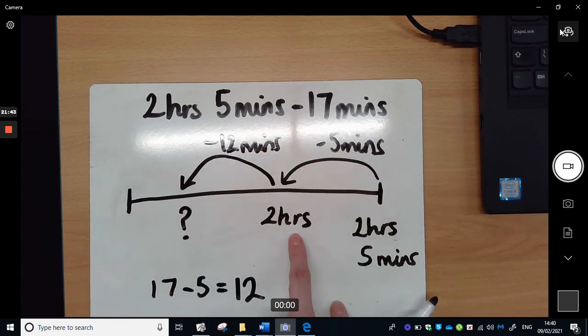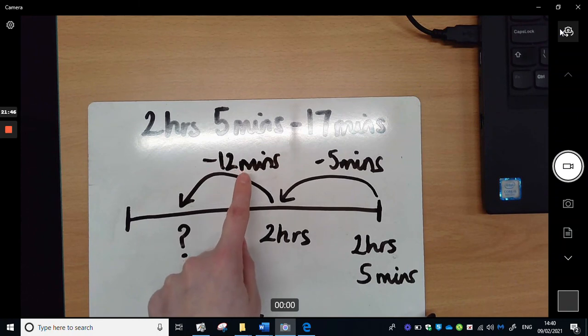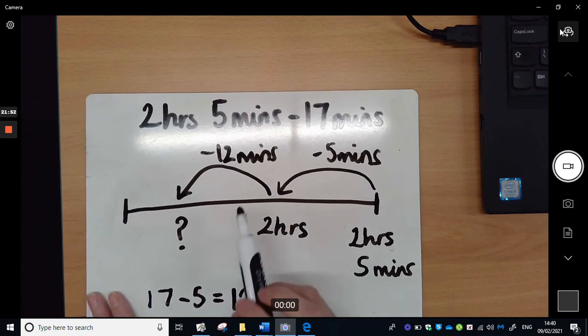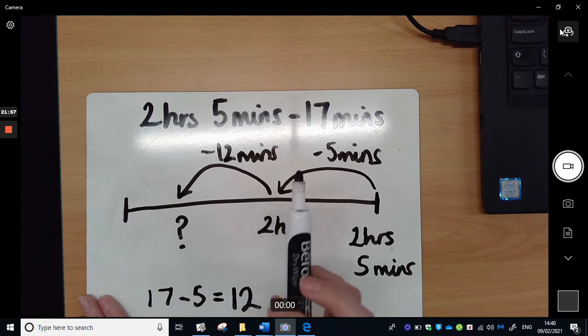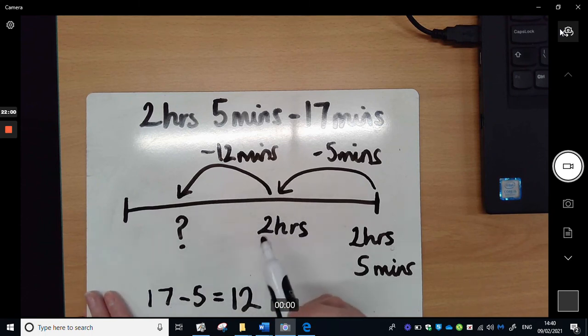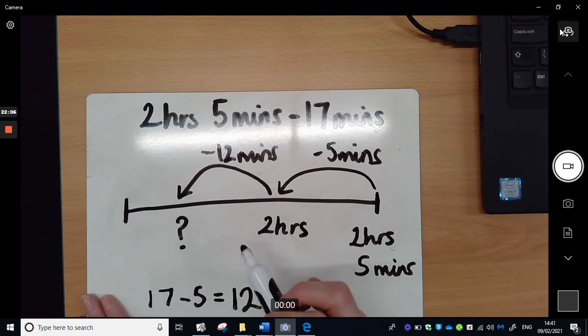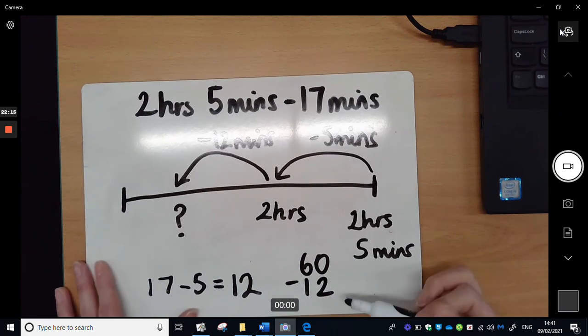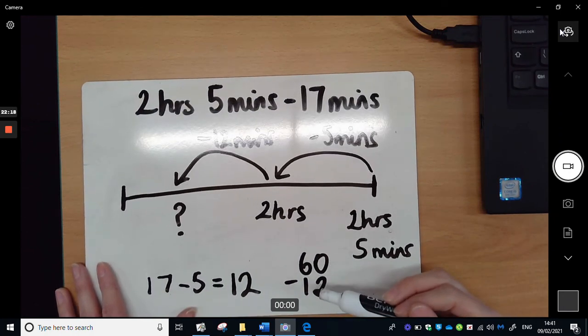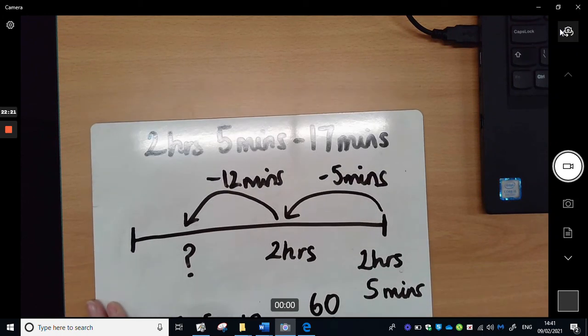So I've got 2 hours and I need to subtract 12. So 2 hours subtract 12. Now I want you to think, what am I going to be subtracting from? Hopefully you've managed to work this out. It's what we did yesterday. So it's 60 I'm subtracting from because there are 60 minutes in 1 hour. So it's 12 minutes take away from 60. 60 take away 12. So you can do it like this if you need to help you, or we should be able to do that in our head. So 60 take away 10 is 50, take away another 2 would be 48. So I know that my minutes is going to be 48 minutes.